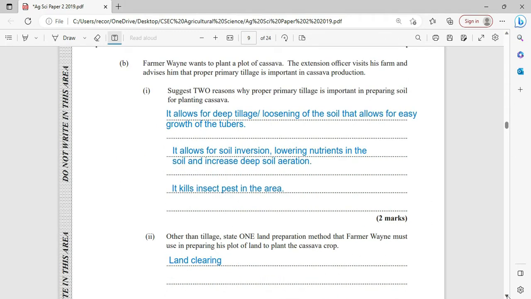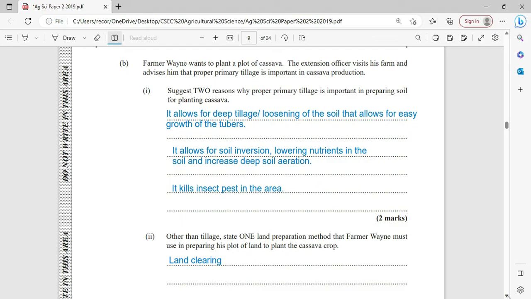Farmer Wayne wants to plant a plot of cassava. The extension officer visits his farm and advises him that proper primary tillage is important in cassava production. So there are two reasons why proper primary tillage is important in preparing soil for planting cassava. It's important to know that tillage is pretty much turning the soil. You might have conservation tillage, zero tillage, among other tillage that can be done.